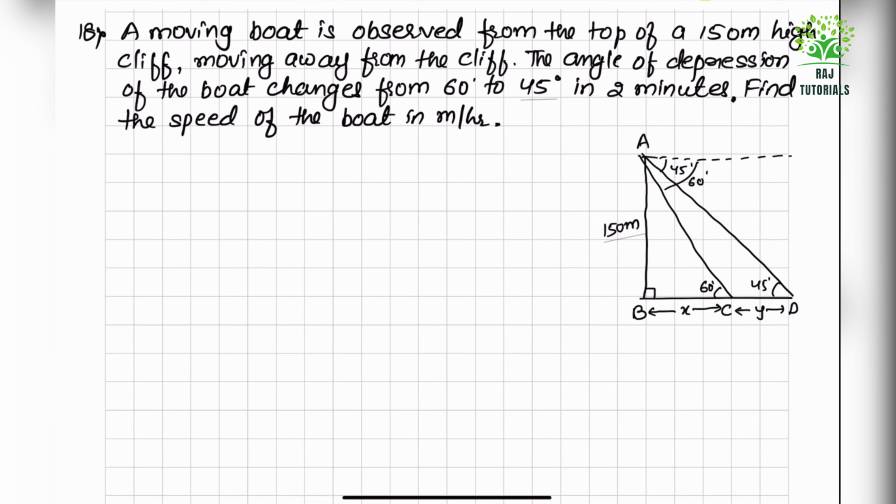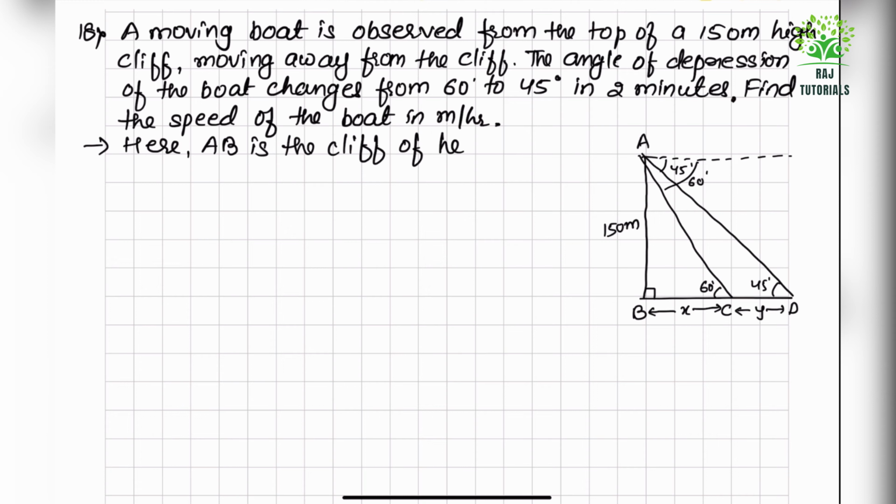The next question says, a moving boat is observed from the top of a 150 meter high cliff, moving away from the cliff. The angle of depression of the boat changes from 60 to 45 degree in 2 minutes. Find the speed of the boat in meter per hour.